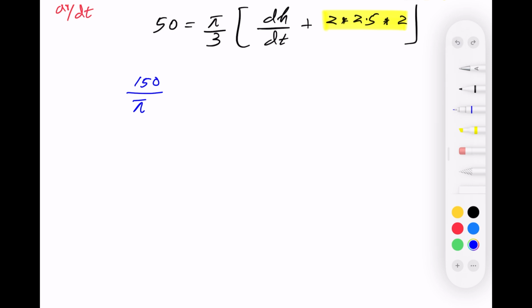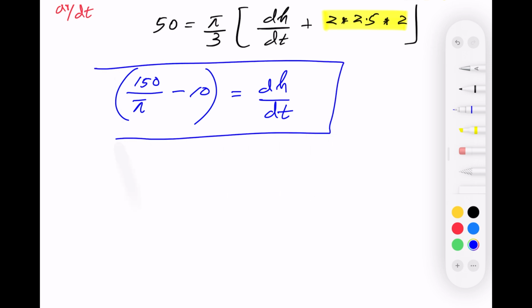That is going to be this thing minus 10. That should be the value of dh by dt. If you like, you may simplify this a little bit more, but this can also be accepted as a final answer. If you would like to do some further simplifications, feel free to do so.